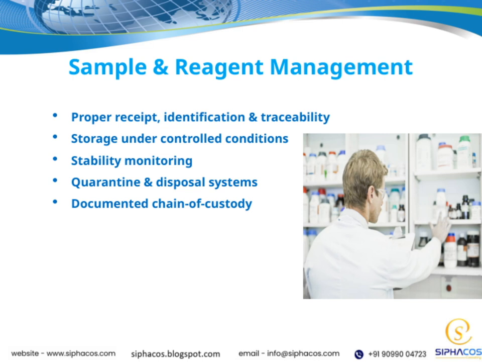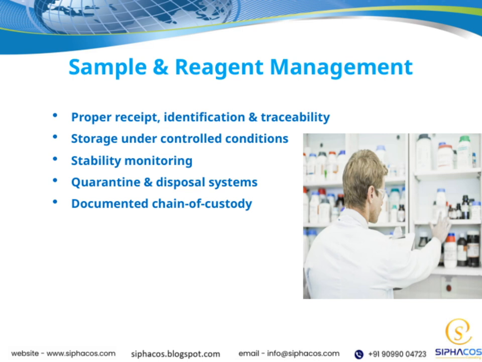Regular checks ensure that our samples and reagents remain effective over time, alerting us to any potential issues before they impact our results. We also need quarantine and disposal systems. Quarantine allows us to isolate new or suspect materials until we confirm their quality, while proper disposal methods ensure we safely and responsibly eliminate materials that are no longer usable or are contaminated. Maintaining a documented chain of custody ties all these practices together.